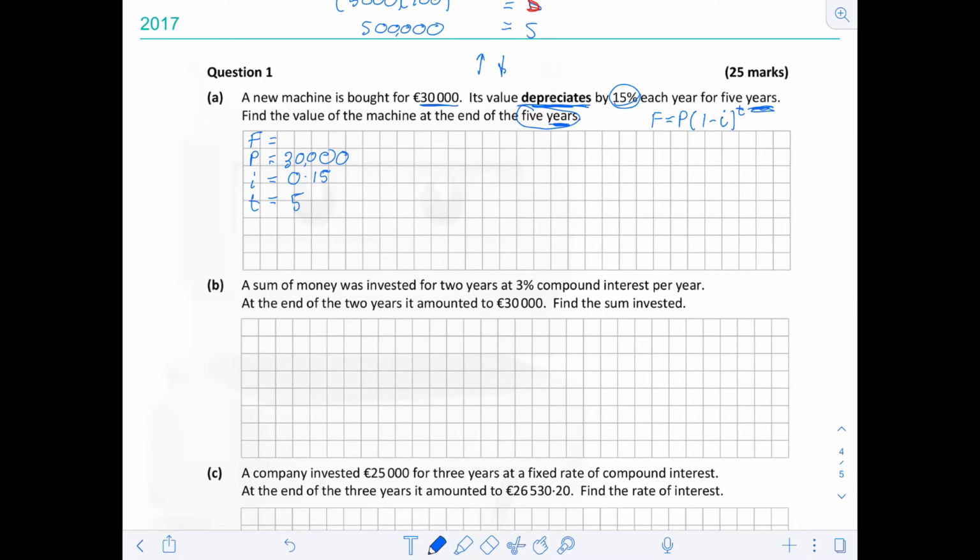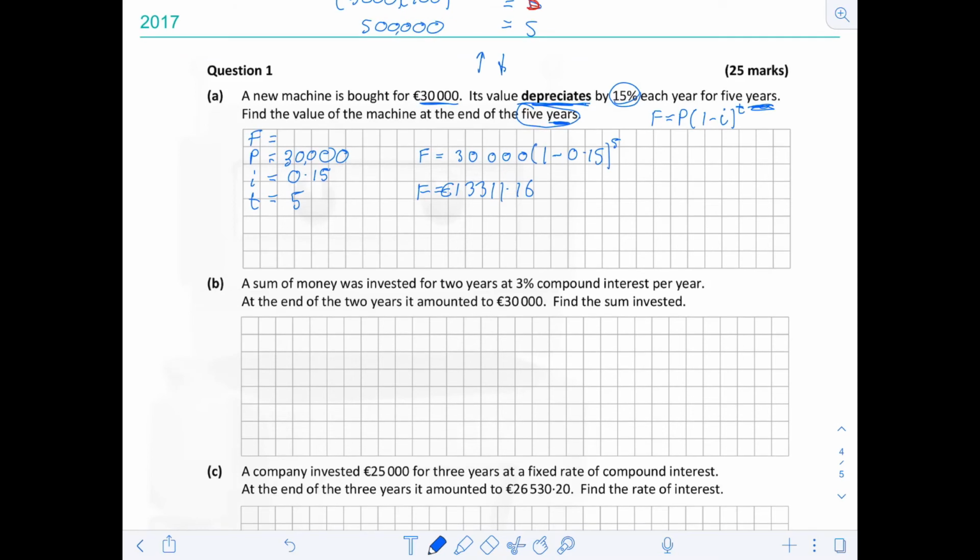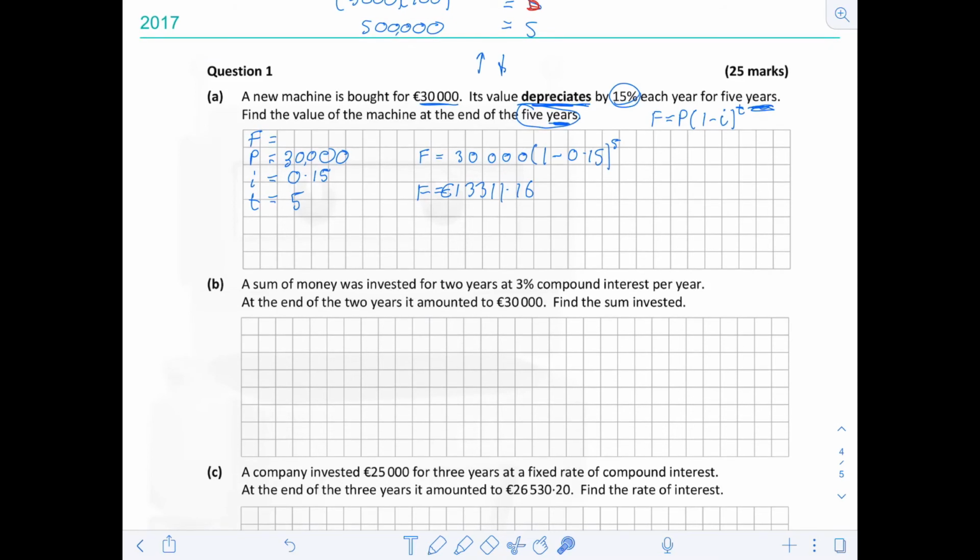So we then throw that into our formula. So we say F is equal to 30,000 by 1 minus 0.15 all to the power of 5. We bang that into our calculator. And that gives us F is equal to 13,311.16 euro. So the machine turns into that amount of money. So it started out as that and it turned into that.